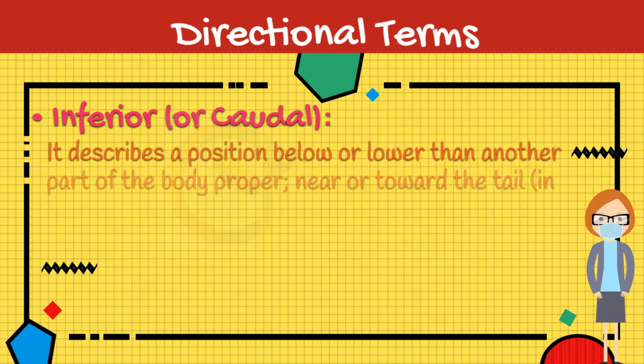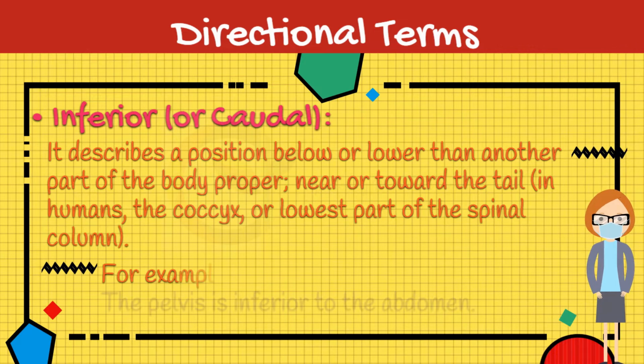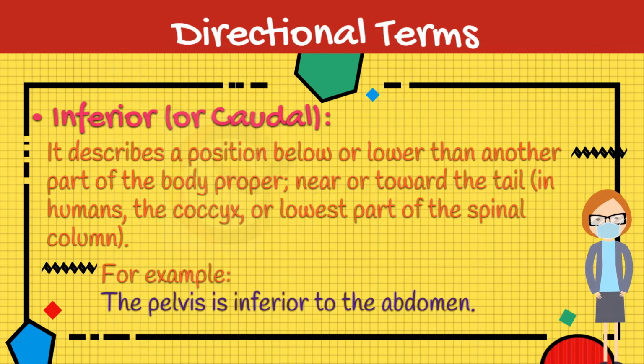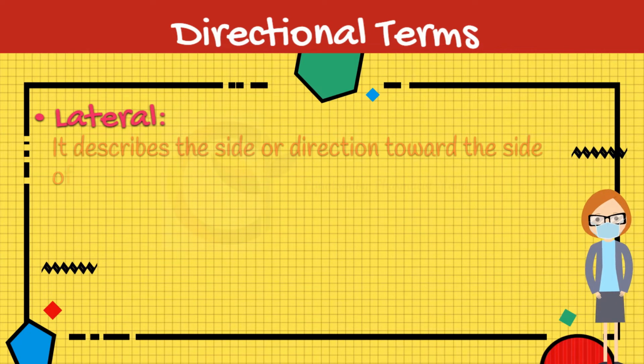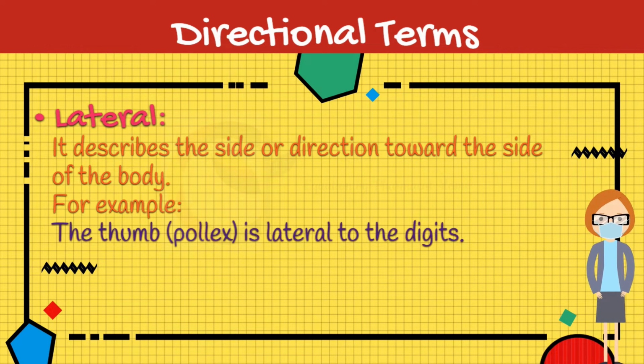Inferior or caudal. It describes a position below or lower than another part of the body proper, nearer toward the tail, in humans, the coccyx, or lowest part of the spinal column. For example, the pelvis is inferior to the abdomen. Lateral. It describes the side or direction toward the side of the body. For example, the thumb, pollex, is lateral to the digits.